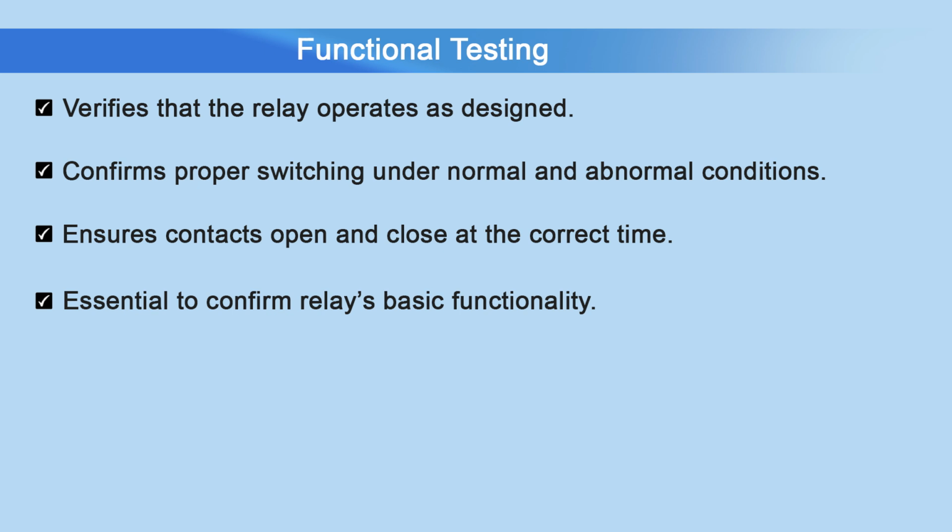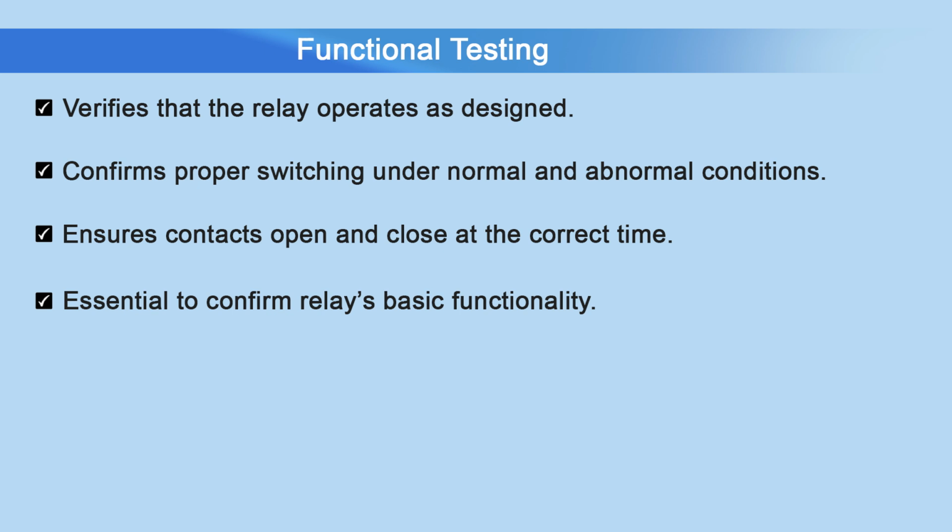Functional testing involves applying the specified input signals to the relay and observing the output. This test checks whether the relay correctly opens or closes its contacts in response to the input conditions. Functional testing is applicable to all types of relays and is typically the first test conducted during the testing process.